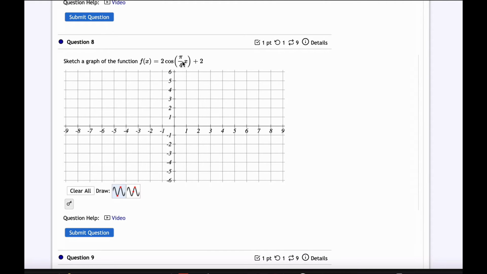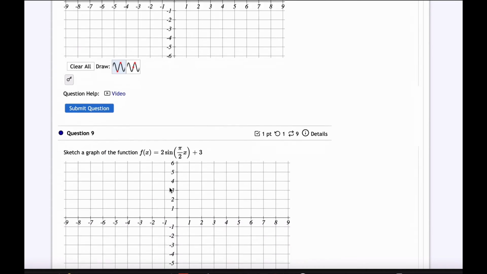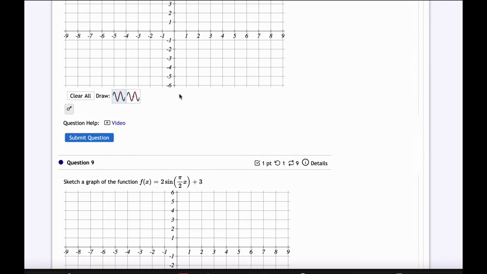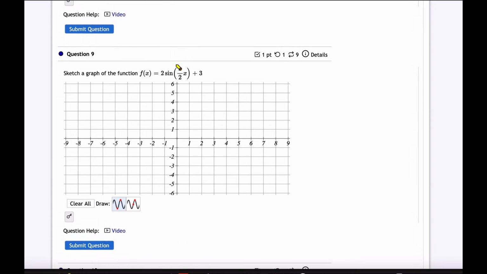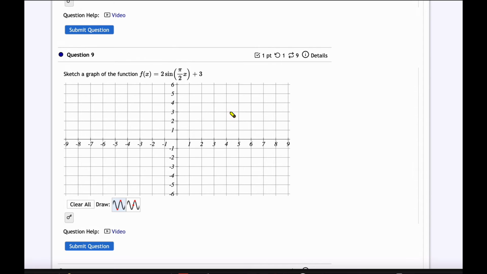We have a value of A, a value of B, and a value of D here. So hopefully you can use those to come up with the graph. Then we get to 9. It's a lot like 8, except instead of being the cosine graph, it's the sine graph, and you're supposed to come up with that graph. I know that's a lot, but the good news is now you're done with graphing, and what you're going to do is work backwards.